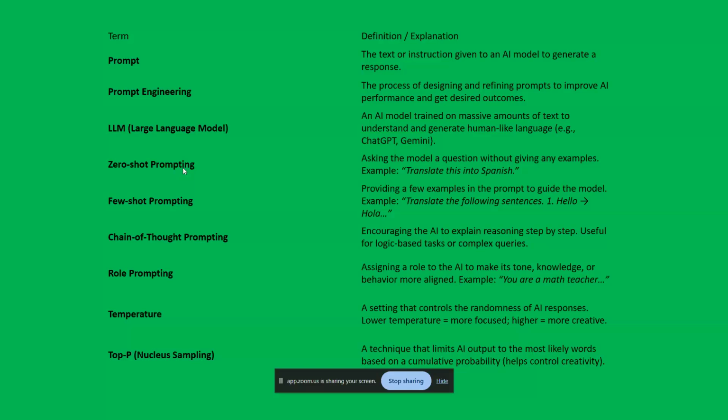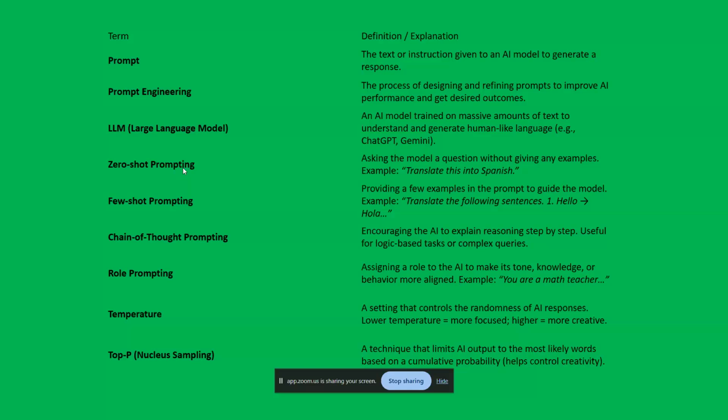For example, turn the following sentence, like hello, to hola in Spanish. When you ask an LLM to translate into Spanish, it helps because the AI sees how you want the answer to be formatted, so it gives you more structured output. Then there is a thing called role setting, or role prompting, in which you assign a role to the artificial intelligence, the LLM, to make its tone, knowledge, or behavior more appropriate. Example: you are a math teacher.